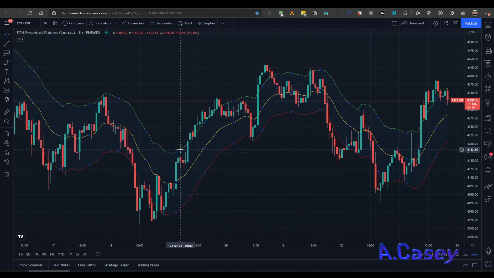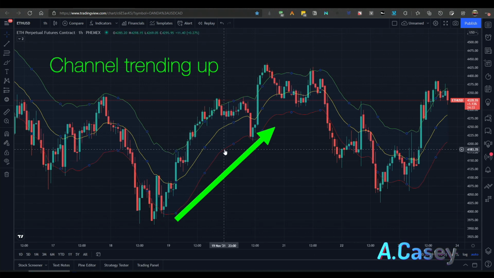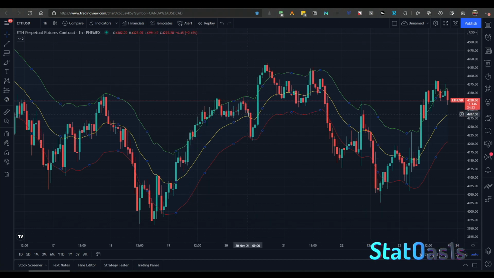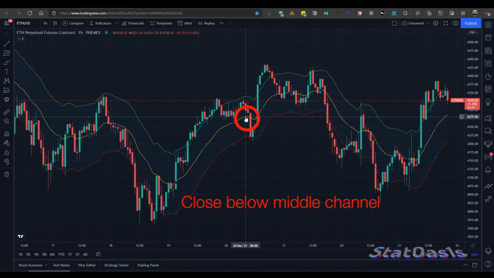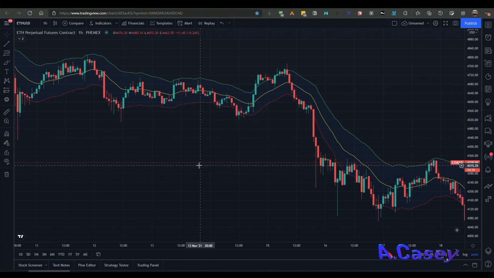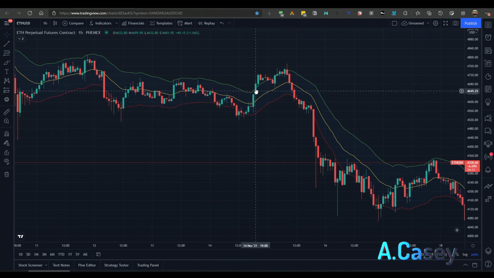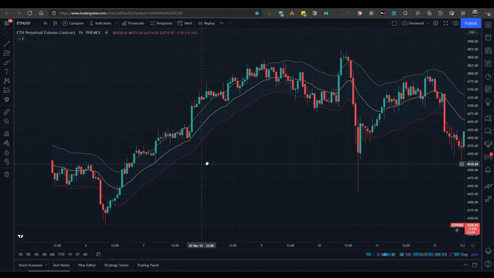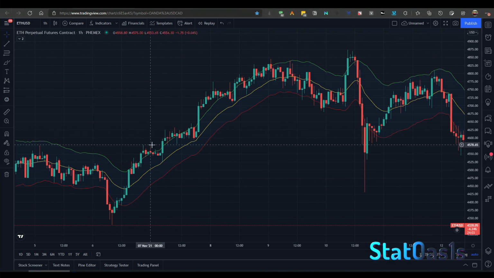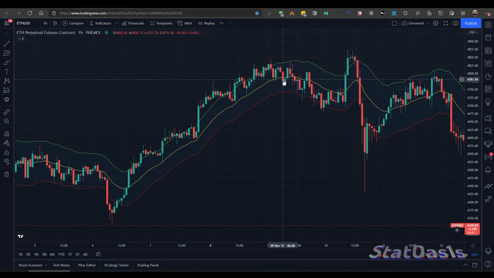Basically, we are looking for when the channel is moving up. That means we are in an uptrend. Then we look for when the price closes above the upper channel. When the channel is moving up, we will go long, and we will exit when the price closes below the middle line, which is the EMA. Then we can see we have another signal here. The channel is moving up and this is the breakout. We exit here. And here is the same thing. The channel is moving up, the close is here, and then we exit right out here.